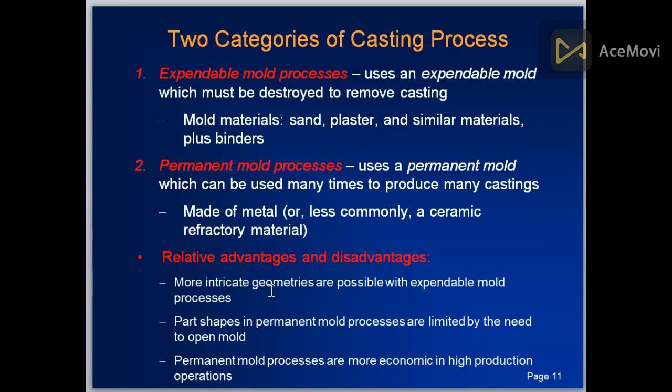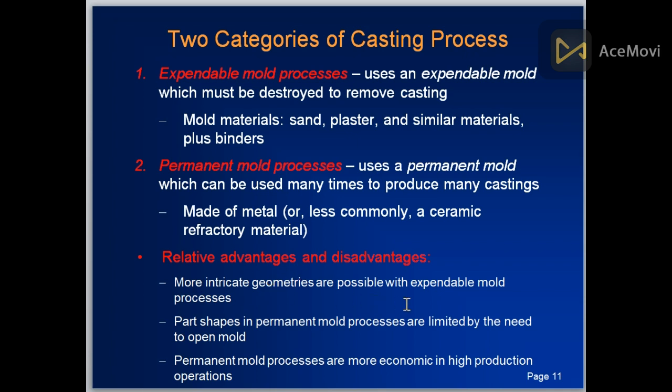There are two categories of casting processes: expendable mold and permanent mold. Expendable mold material includes sand, plaster, and similar materials plus binders that stick the sand together. Permanent mold processes use a permanent mold which can be used many times to produce many castings. The mold is made of metal or, less commonly, a ceramic refractory material.